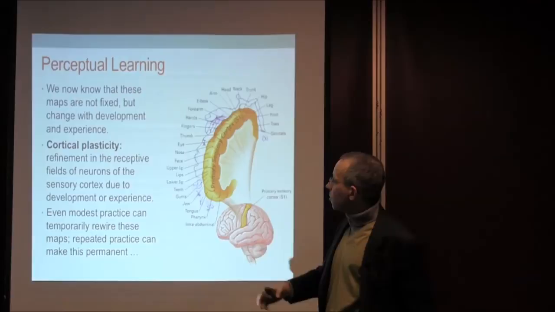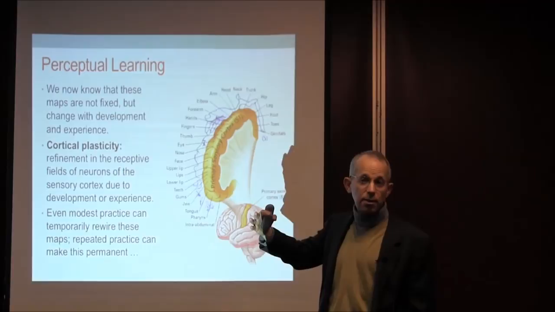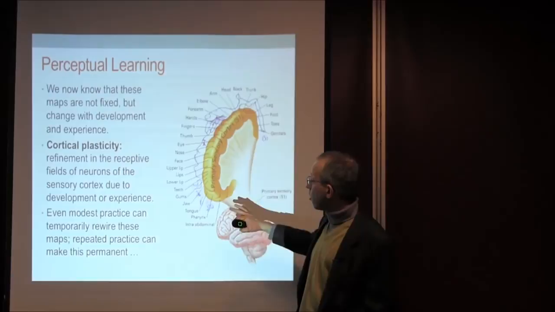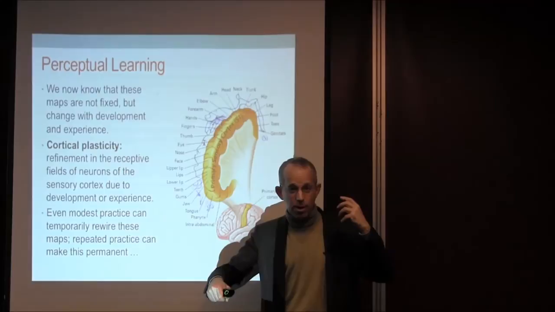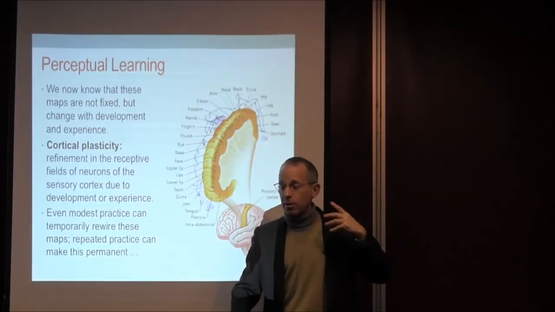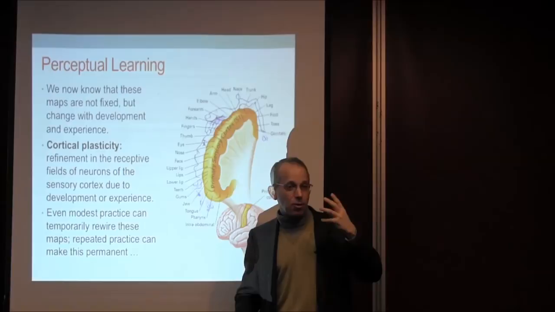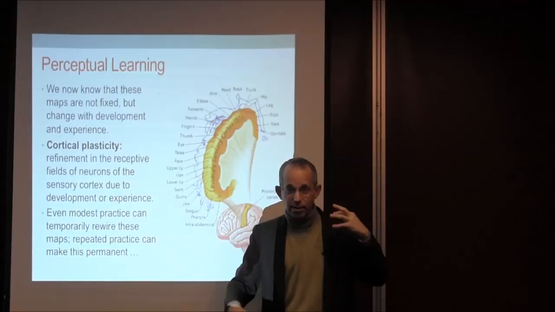These maps are not fixed. They're plastic, so that with experience, these maps change, and even modest practice can rewire. And with sustained practice, you see a tremendous amount of rewiring. An example is in bass players, who grasp the bow with one hand like this, but do an incredible amount of fingering with the other as they're playing. From functional brain imaging, you can actually see that there is far more sensory cortex devoted to their left fingers than to their right fingers, because they've done 10,000 hours of practicing. So that's one example of how the brain rewires.